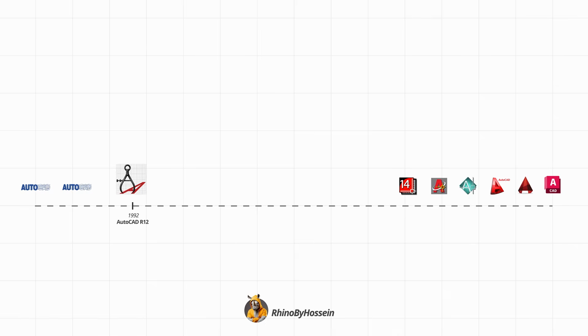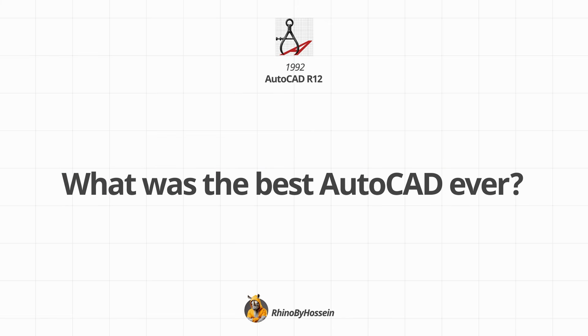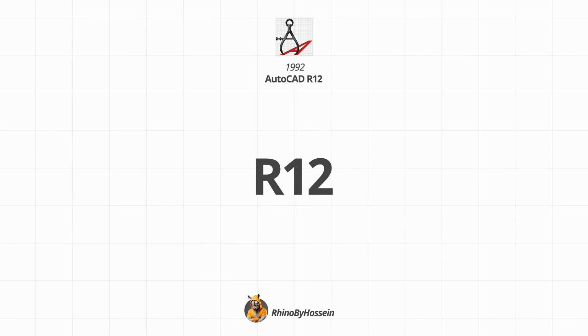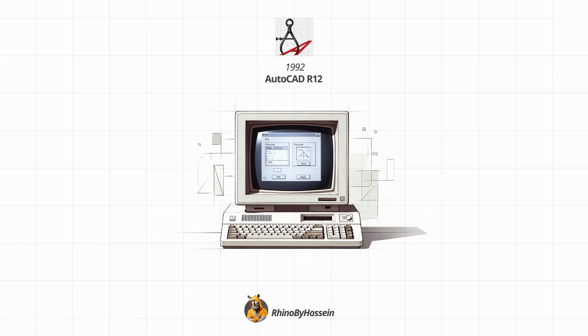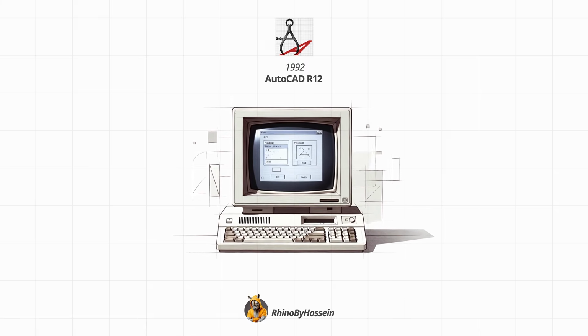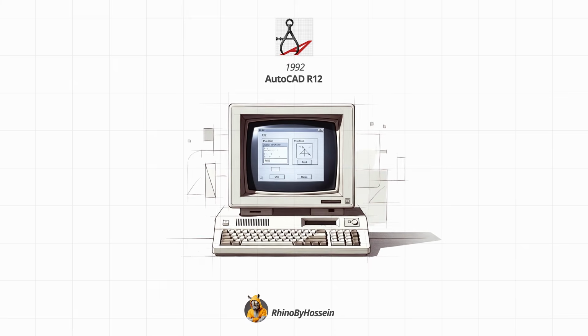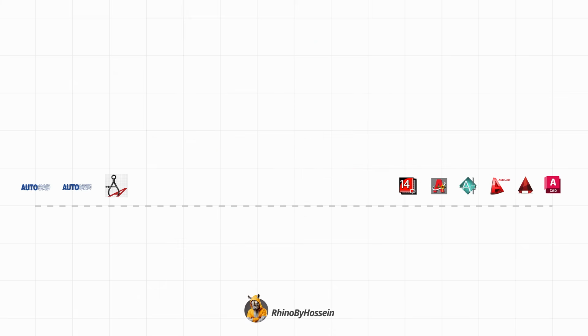The DOS legend, AutoCAD R12. Ask a veteran engineer, what was the best AutoCAD ever? Often, with a nostalgic smile, they say, R12. A fast, stable, and surprisingly flawless version. Dialog boxes were practical, the command line lightning fast, and everything worked exactly as expected. R12 was AutoCAD's peak in the DOS era, a version that remains legendary to this day.